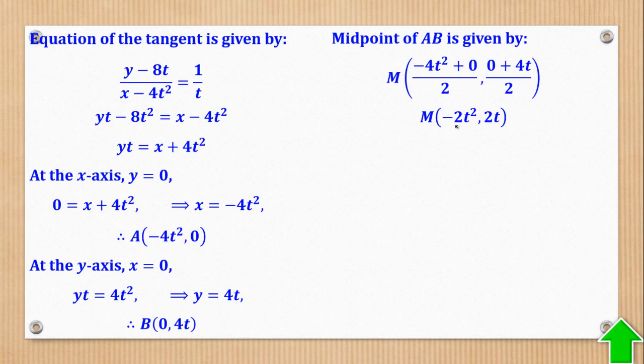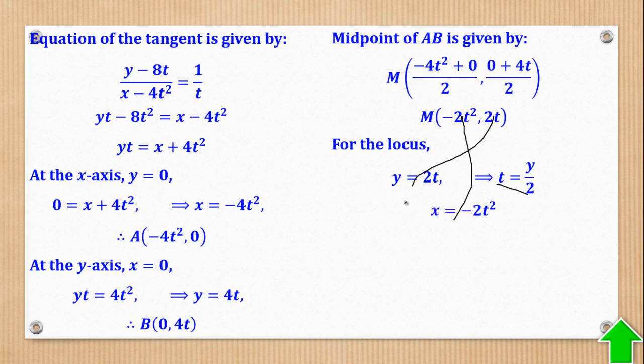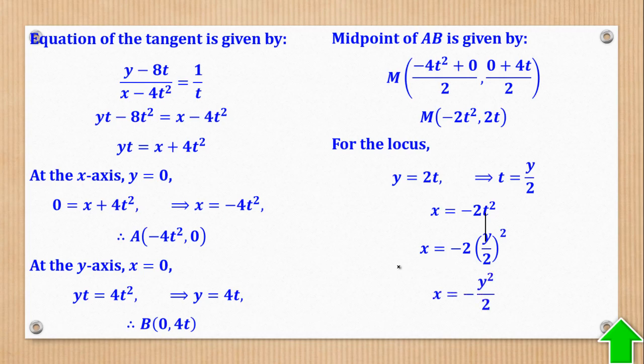So they want the locus of this midpoint. So it means that you are going to eliminate t. So for the locus here, okay, let's begin with y. y is 2t, therefore t is that. And from here, x is this, therefore substitute for t. So locus is about eliminating the parameter. So substitute for t, what you get will be the locus. And that's what they wanted.